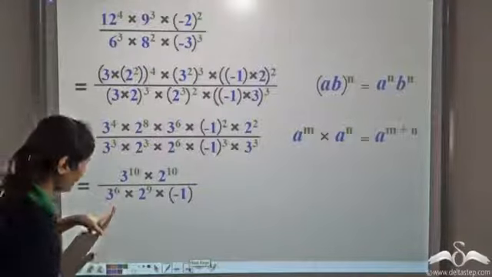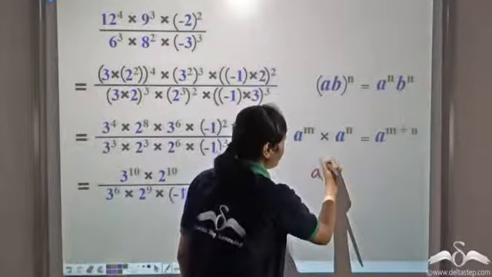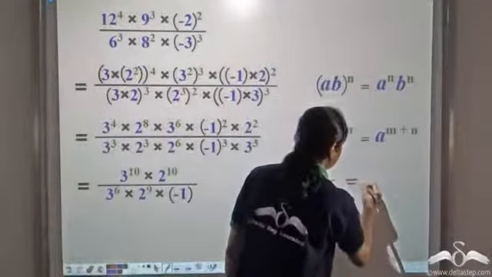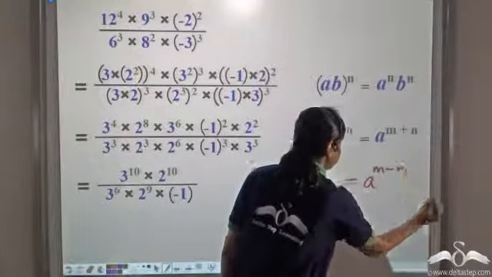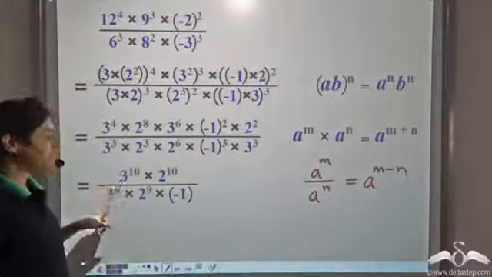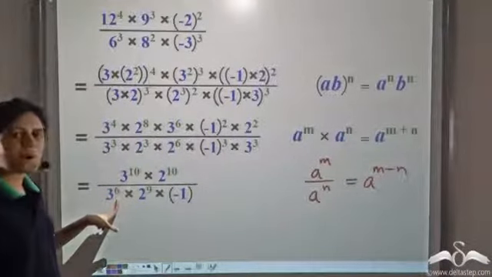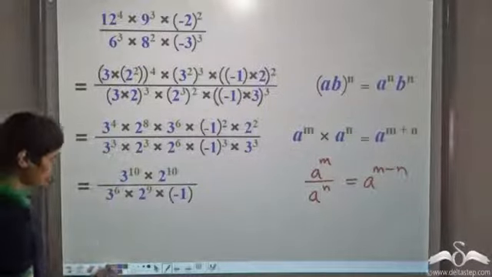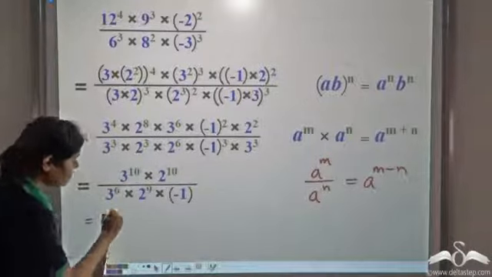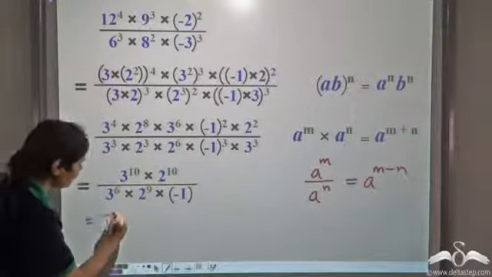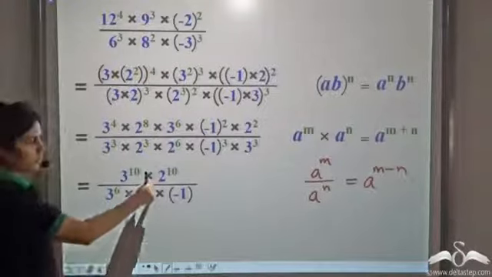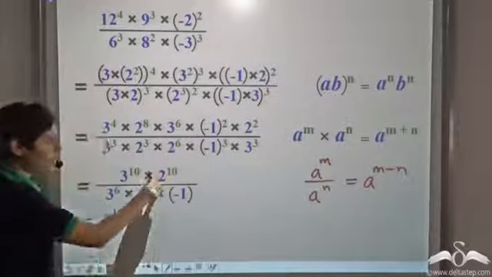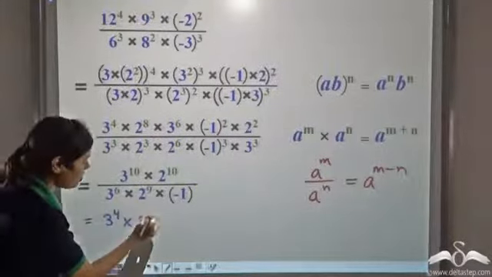Now again, we apply a to the power m divided by a to the power n is equal to a to the power m minus n. So when we have the same base, we subtract the powers. So 3 to the power 10 divided by 3 to the power 6 will give us 3 to the power 10 minus 6, which is 4, into 2 to the power 10 divided by 2 to the power 9 will give us 2 to the power 10 minus 9, which is 1.